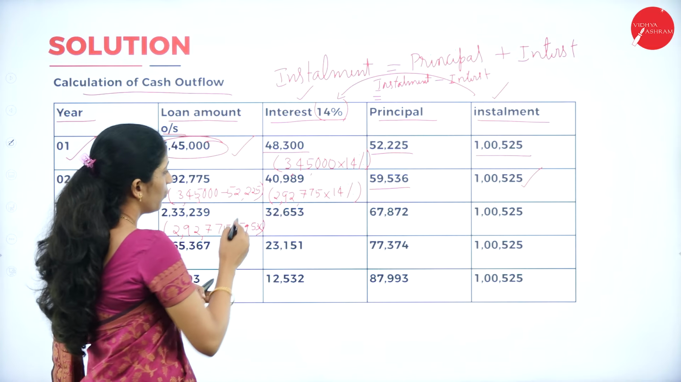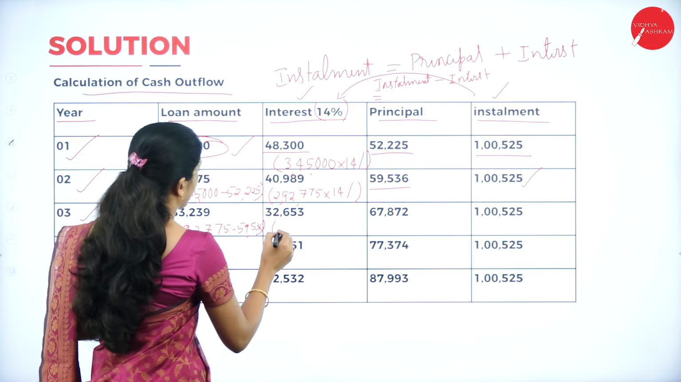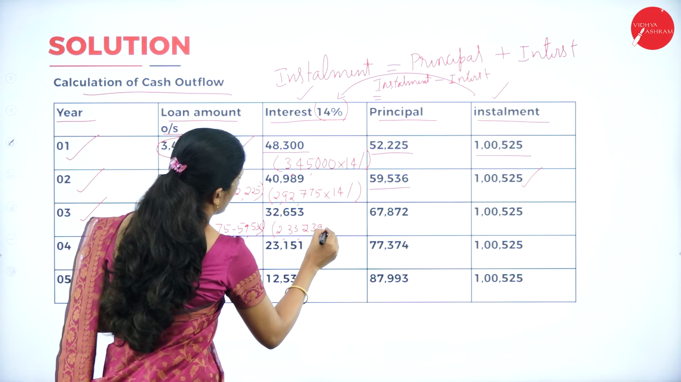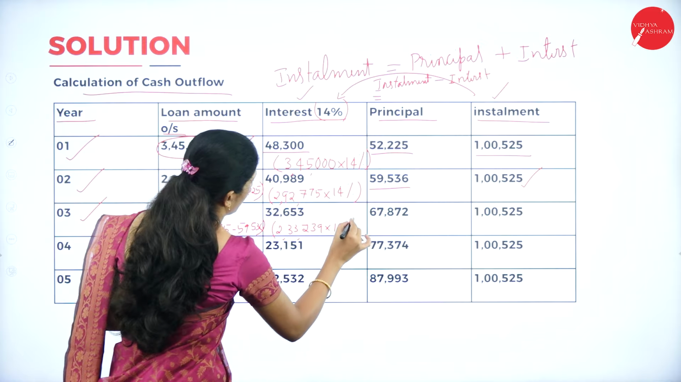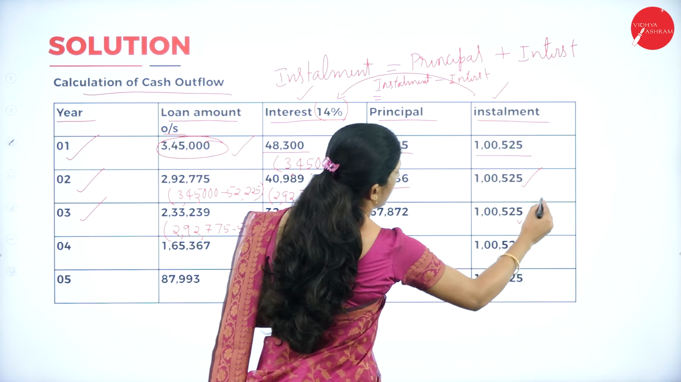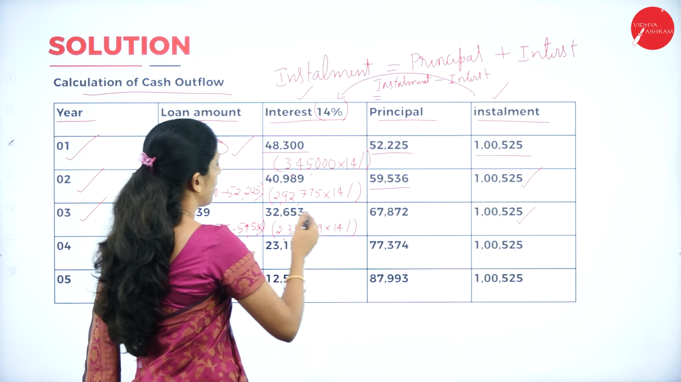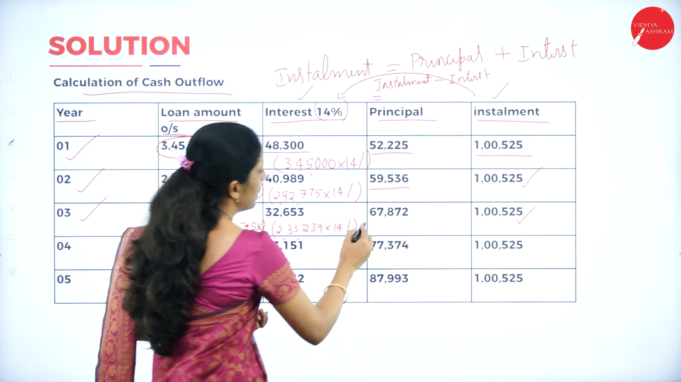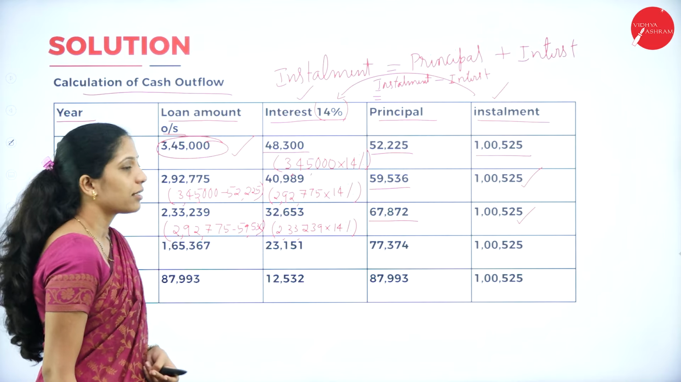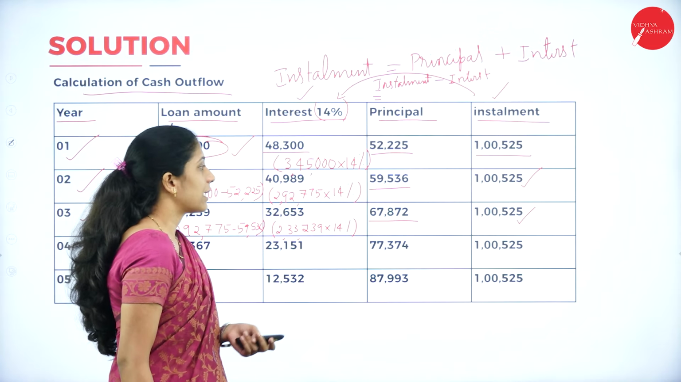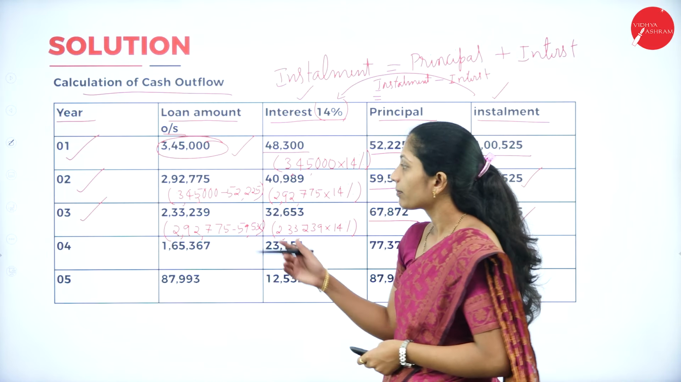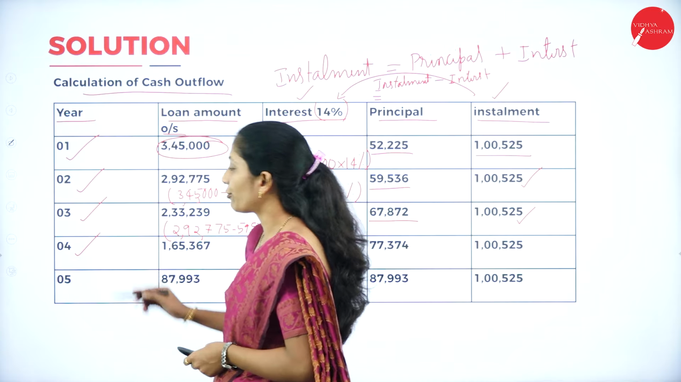In the same way, we have to calculate the interest. So how to calculate the interest? 2,33,239 into 14%. So we have to calculate the interest. We know what the installment amount is. Now installment amount minus interest, so we'll get the principal amount. That is 1,05,25 minus 32,653. We'll get the principal amount 67,872. In the same way, come to the fourth year.